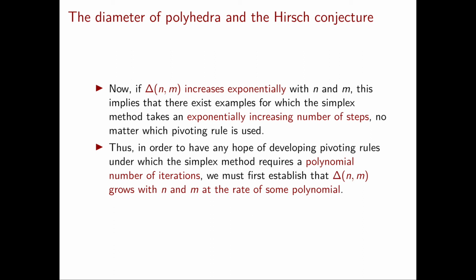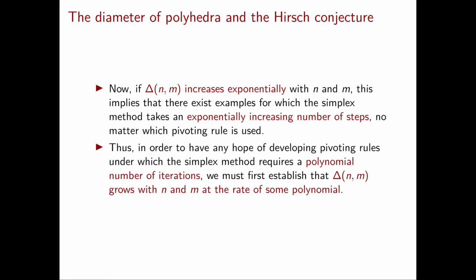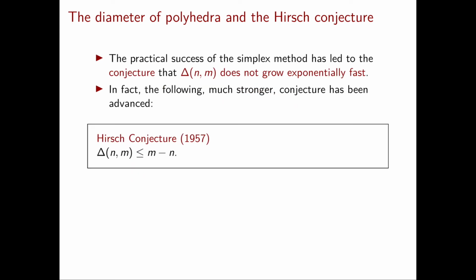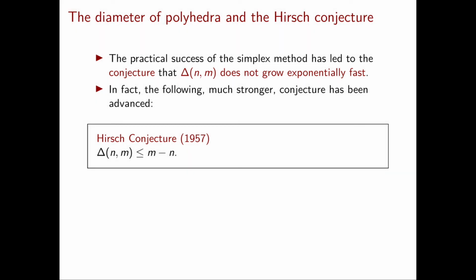In research, every time you want to prove some statement, it's a good idea to first prove a simpler statement, which is a statement weaker than the original one because it's implied by it. Therefore, if you want to show that there exists a polynomial pivoting rule, you should first show that delta(n,m) is upper bounded by a polynomial in n and m. One of the most well-known conjectures in discrete geometry is that delta(n,m) is in fact upper bounded by a polynomial function of n and m.